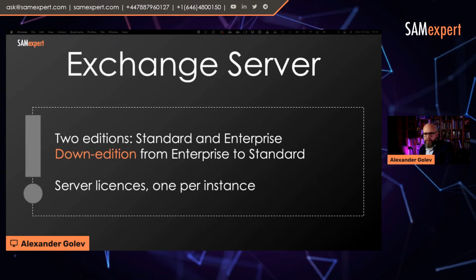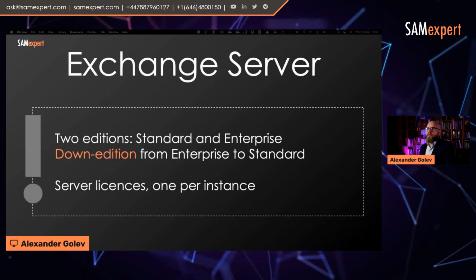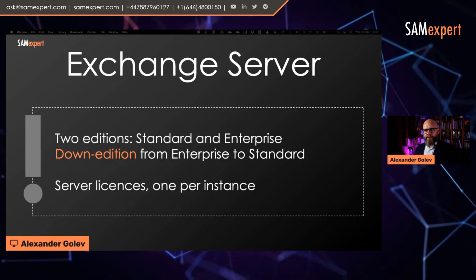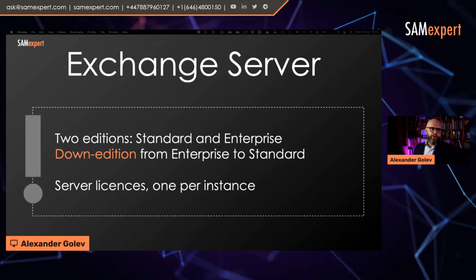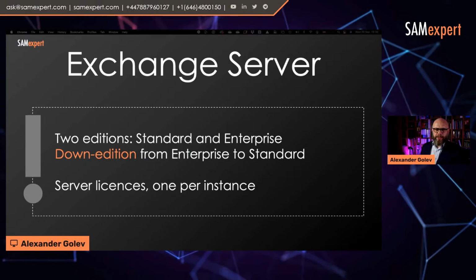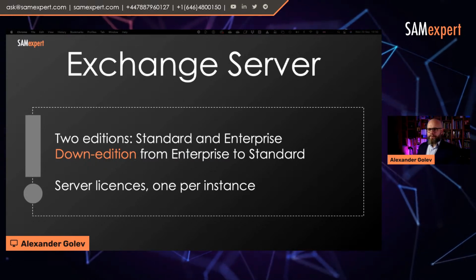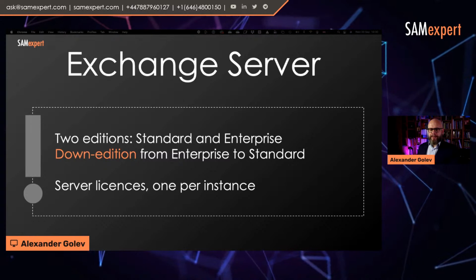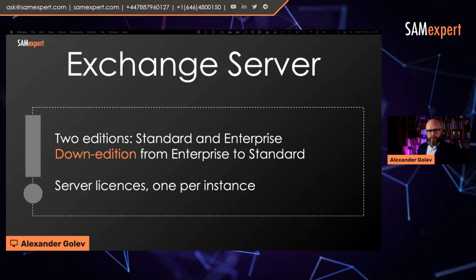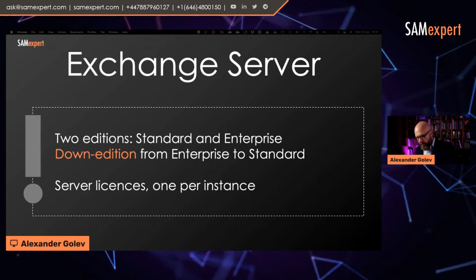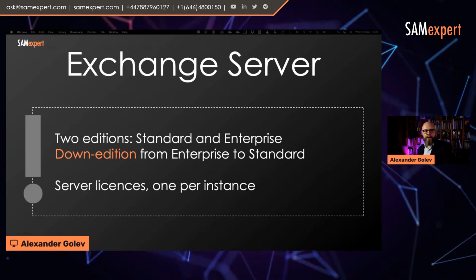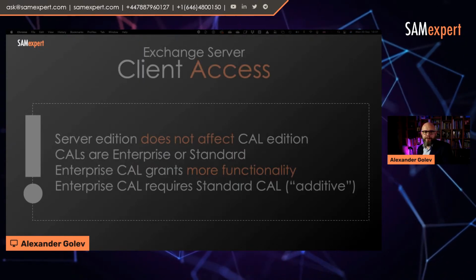Exchange Server has two editions, Standard and Enterprise. This is one of those things that make it different. It still has editions. SharePoint, for instance, used to have Standard and Enterprise edition. Now it's just SharePoint. Same with Skype for Business Server. Down-editioning from Enterprise to Standard is allowed. And you license server licenses as just one license per one instance. So you have an instance of Exchange, you need a license. That's how it works. Obviously, because it's a server plus CAL model, you need to license client access.